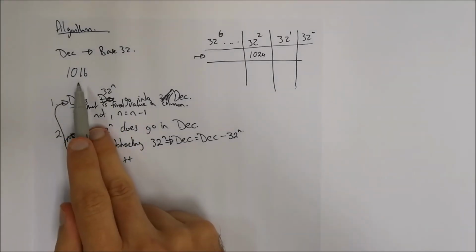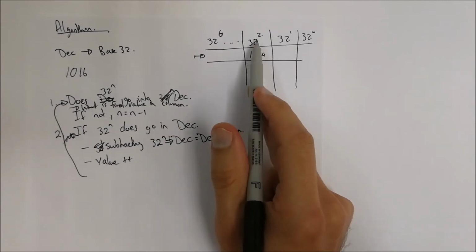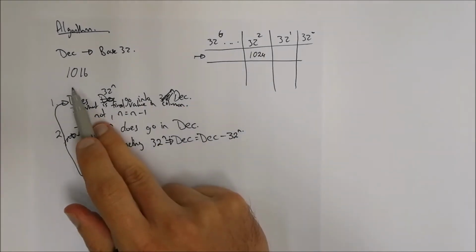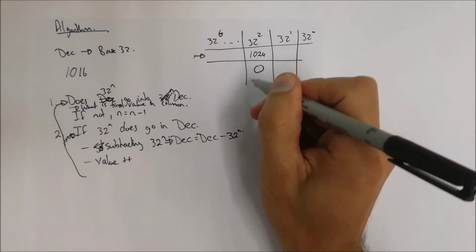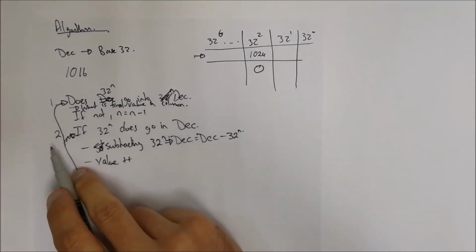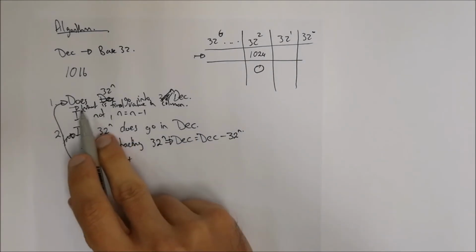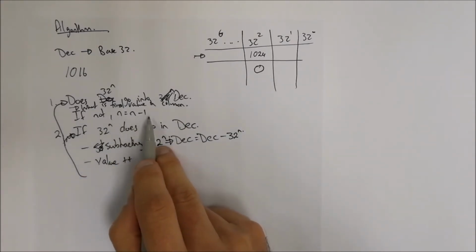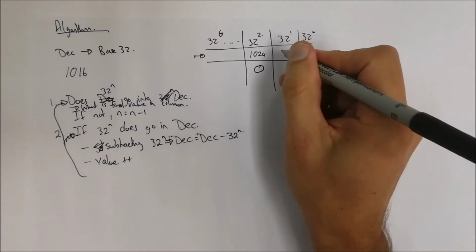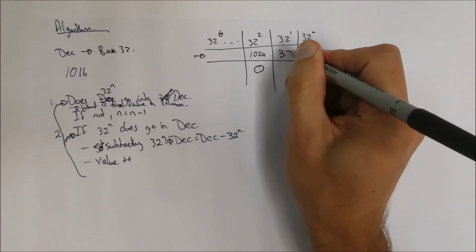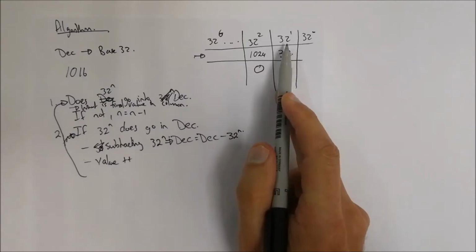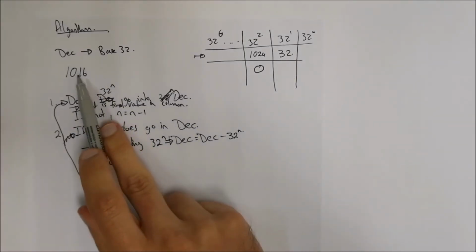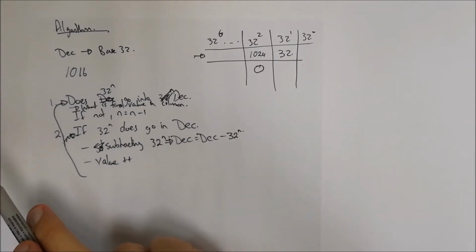So now, an example of 1016. Okay, does 1024, 32 to the power of 2, go into 1016? No, it doesn't. So we'll put a 0 over there, and we need to say n is equal to n minus 1. Okay, 32 to the power of 1, well, that's 32. Does 32 to the power of 1 go into 1016? Yes, it does. 32 does go into 1016.